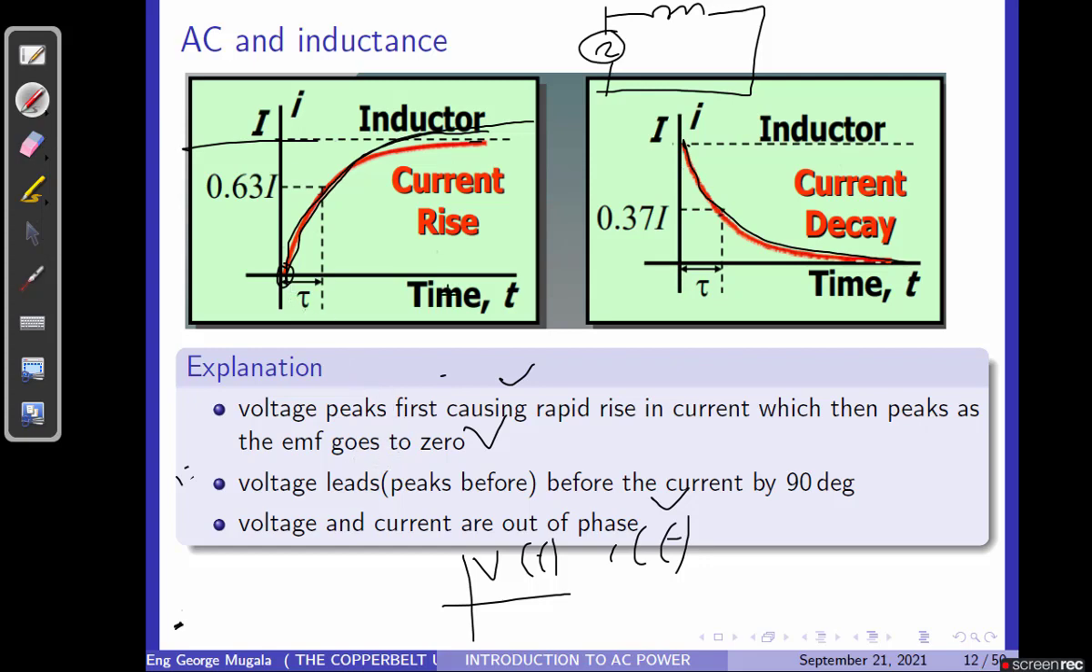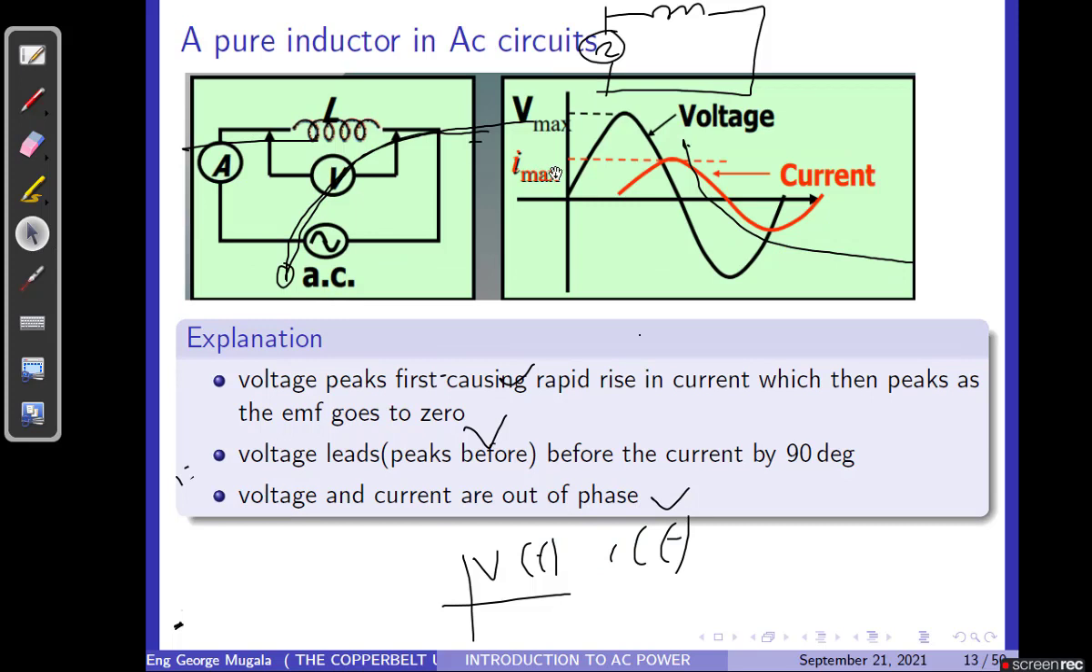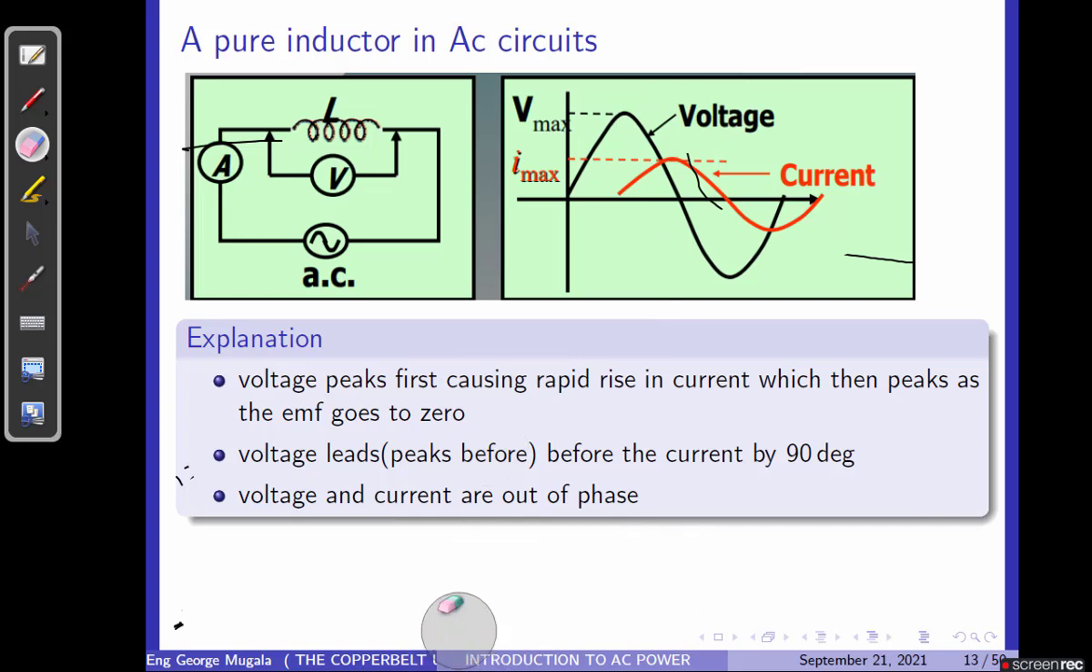Now I'm going to show you what I mean by this. Okay, here's a point. Again, we have a circuit. You can see here that the source is AC. I'm trying to measure my current. I'm trying to measure my voltage across the inductor. Now, if we look at it in terms of the waveform, you can see here that the voltage that started is not the same as the resistance where they all started at the same time. You can see that this started first and then afterwards current peaked. There is a phase shift of 90 degrees between the two.